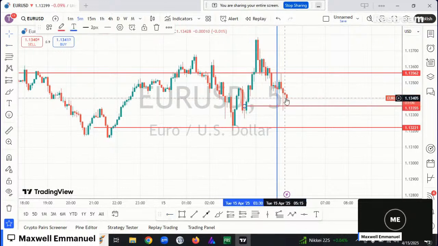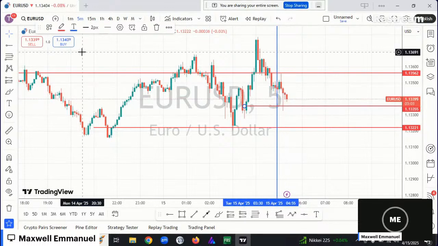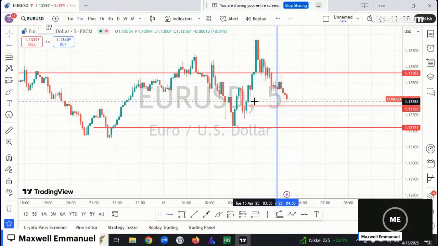Let's see. The price had already filled it. This candlestick filled it. Okay, so it has filled it. Price has filled it.